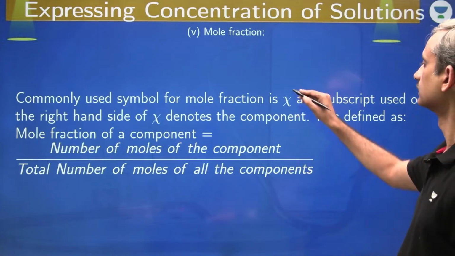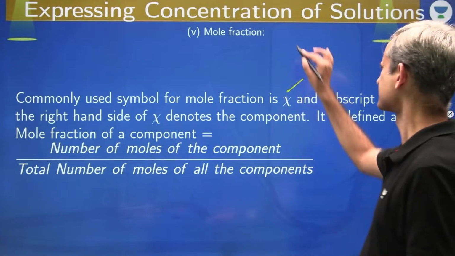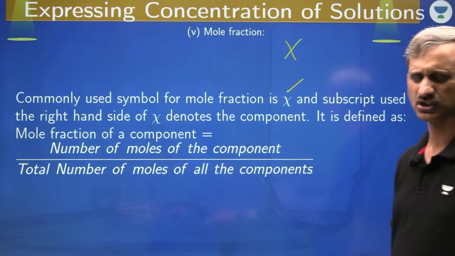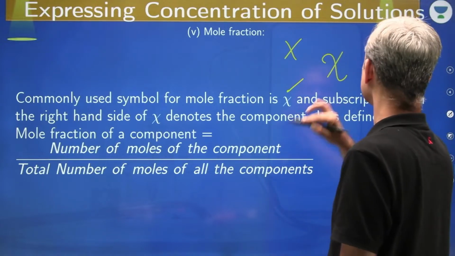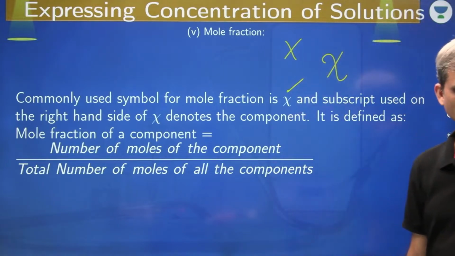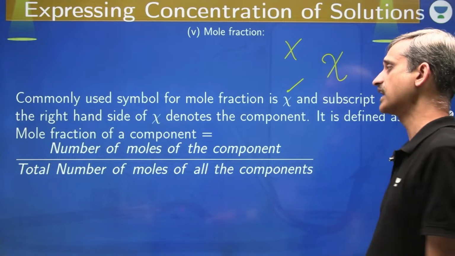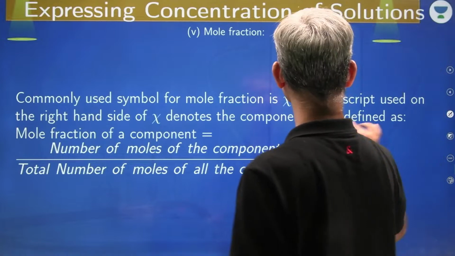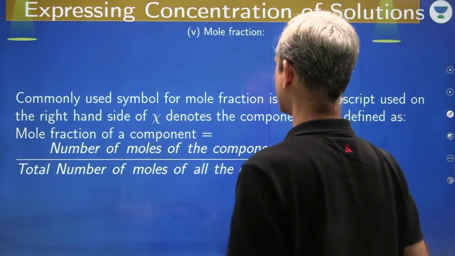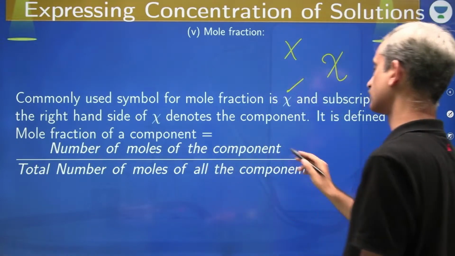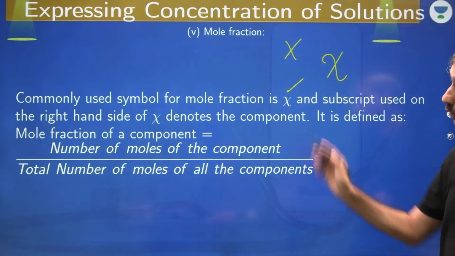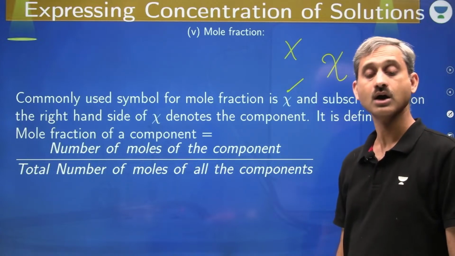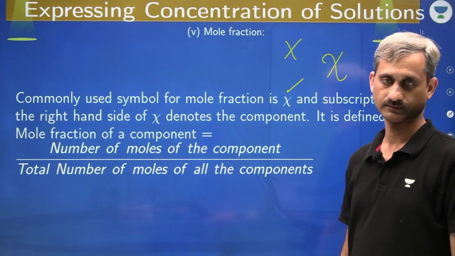Mole fraction, the symbol is generally written as X. NCERT has written it as X, but actually it is not X. It is chi, whatever you wish to call it. In the case of mole fraction, it denotes the component. It is defined as: mole fraction of a component is equal to the number of moles of the component divided by the total number of moles of all the components. That is what we know as the mole fraction. Okay.